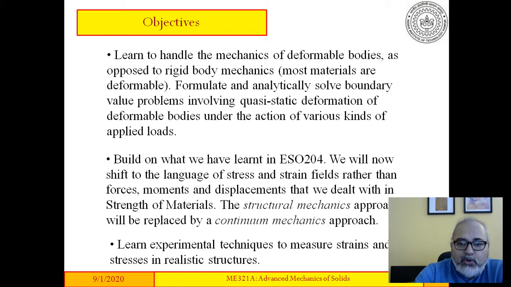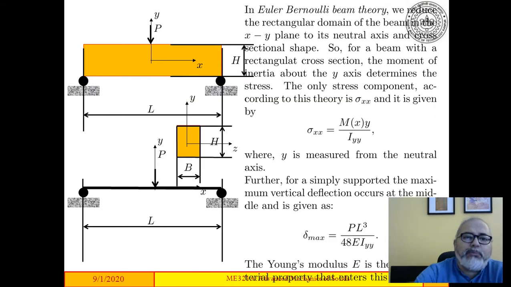So now I want to dwell a little bit on this second point. How are we going to build on what we have learned in ESO 204? What more are we going to learn? So let me take a simple problem that you might have solved in ESO 204. You must have solved in ESO 204, and that is the problem of a beam with a rectangular cross section, which we have solved with something known as Euler-Bernoulli beam theory, which is a very clever structural mechanics approach to solving a beam problem.